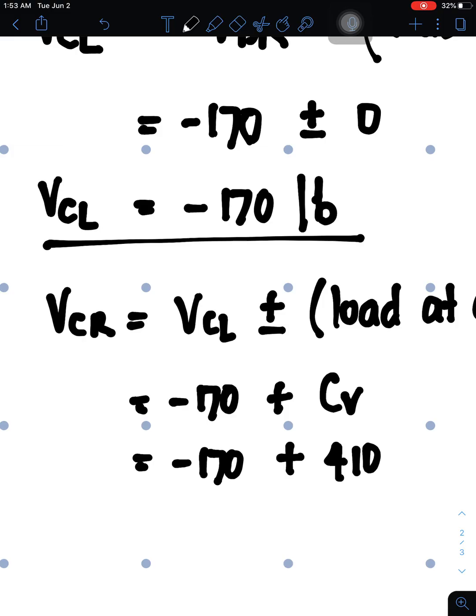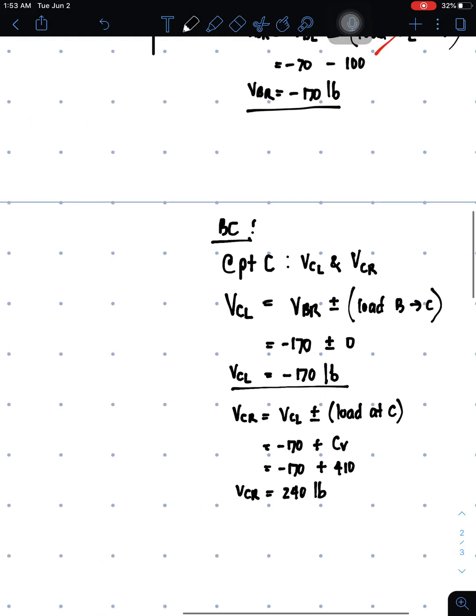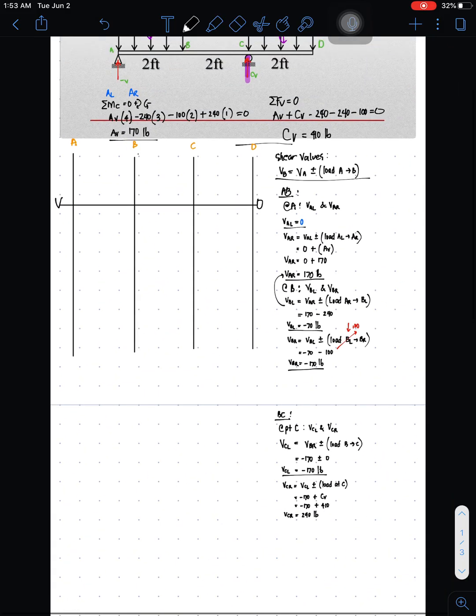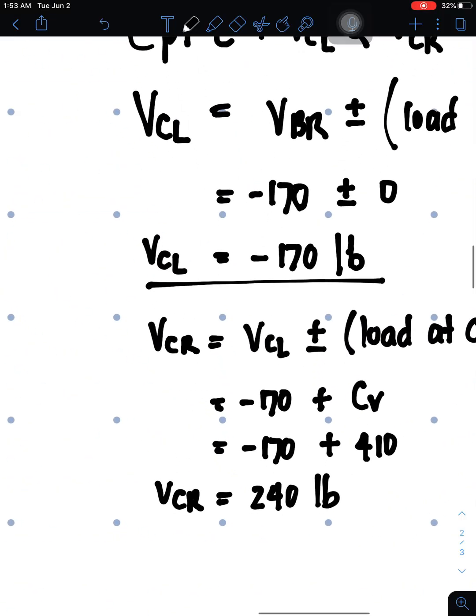No, so 410. So this is our VCR. So negative 170 plus 410, that's 240. So 240 is the answer, no? It goes back to 240. Okay, so the VCR is 240.